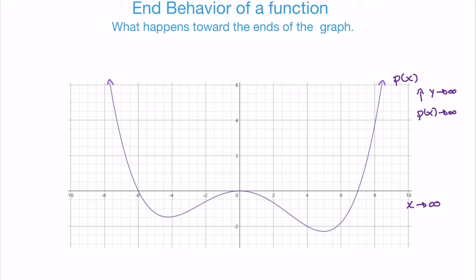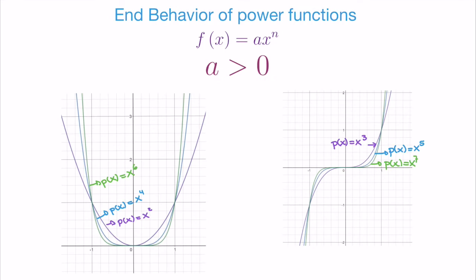So to describe the end behavior of the function as x approaches infinity, you would say as x approaches infinity, p of x approaches positive infinity. And on the other side, x approaches negative infinity, our y values are approaching positive infinity. But the name is p of x, so to describe it, we say as x approaches negative infinity, p of x approaches positive infinity.